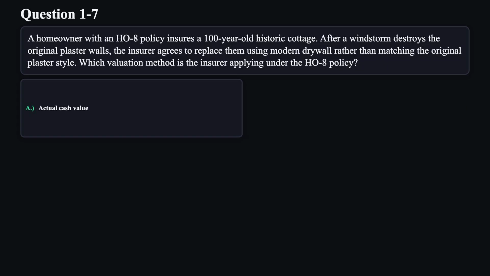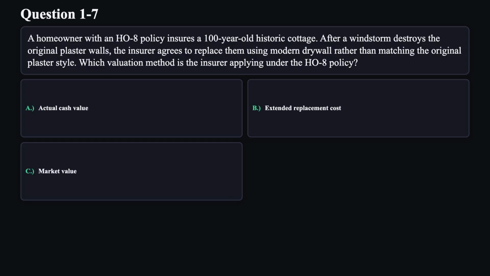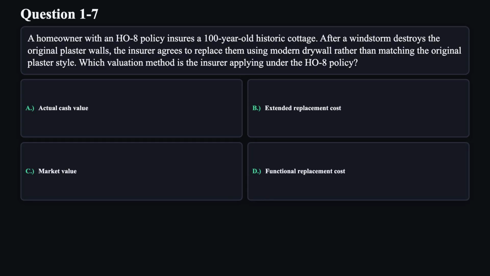A. Actual cash value. B. Extended replacement cost. C. Market value. D. Functional replacement cost.